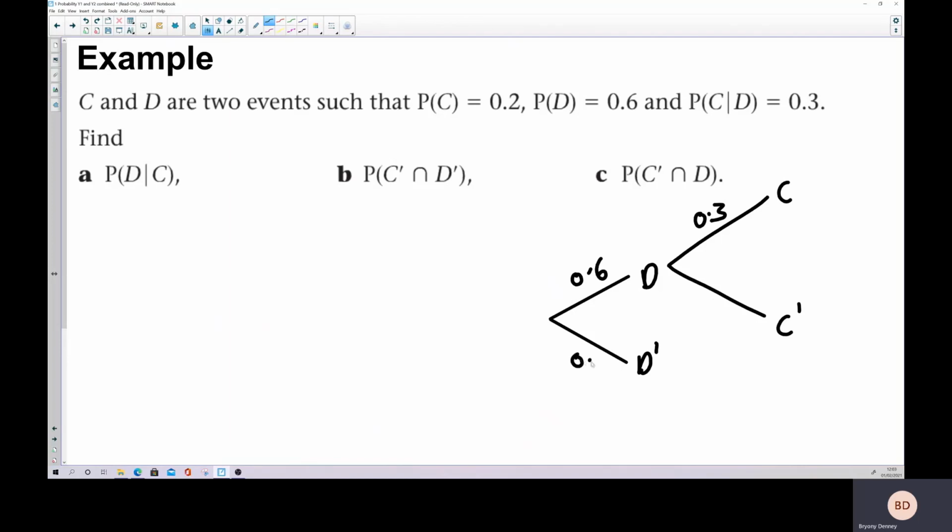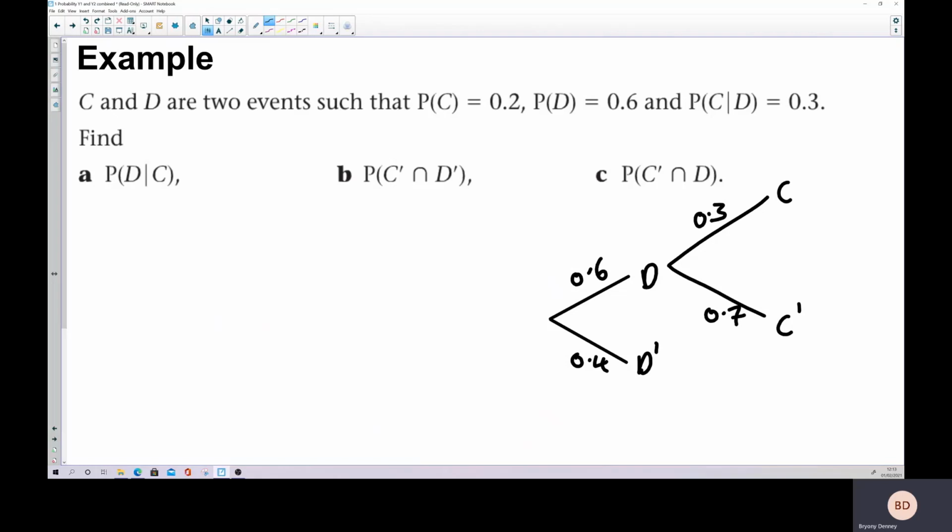Okay, let's just fill out these then. That would be 0.4, that would be 0.7. Now we want the probability of D given C. Now that's not on here. We can't work that out from the tree diagram because the tree diagram shows us the condition C following D. So how would we work out this one?